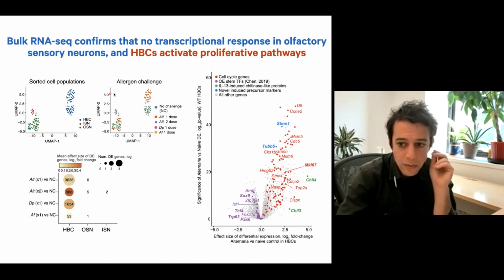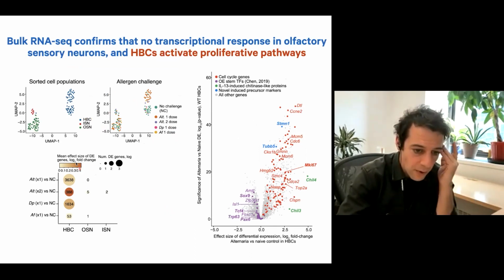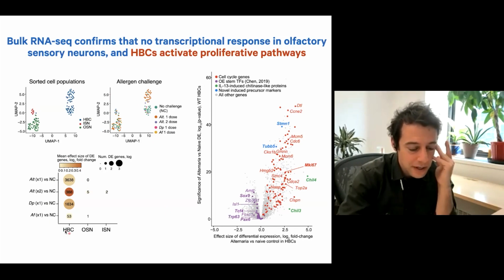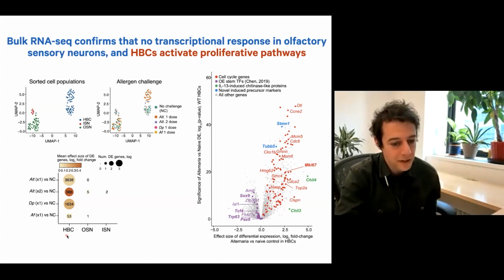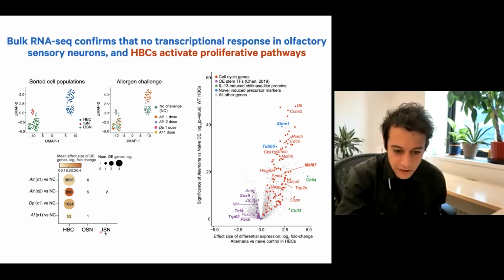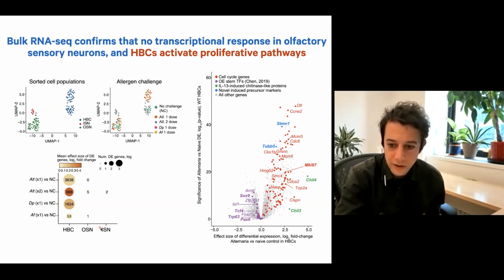And the first thing we saw was that most of the transcriptional response that we saw was really in the basal cell compartment. So this plot shows the number of differentially expressed genes in response to both Alternaria, but also DIRP and Aspergillus, two other allergens. But really only the HBCs showed a significant transcriptional response, and the olfactory sensory neurons showed little transcriptional upregulation.